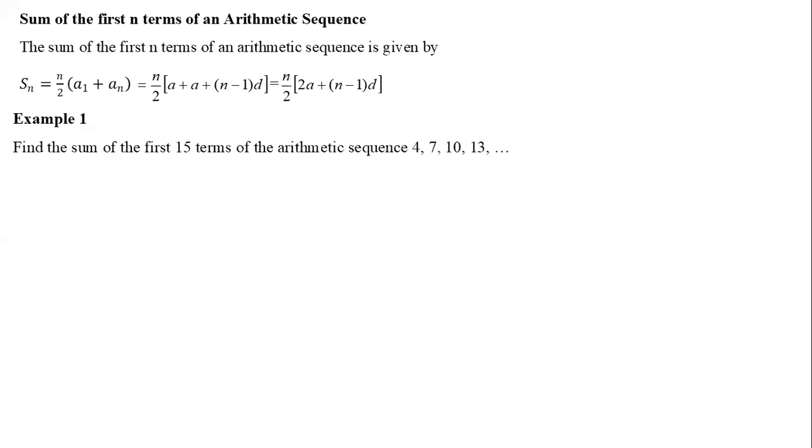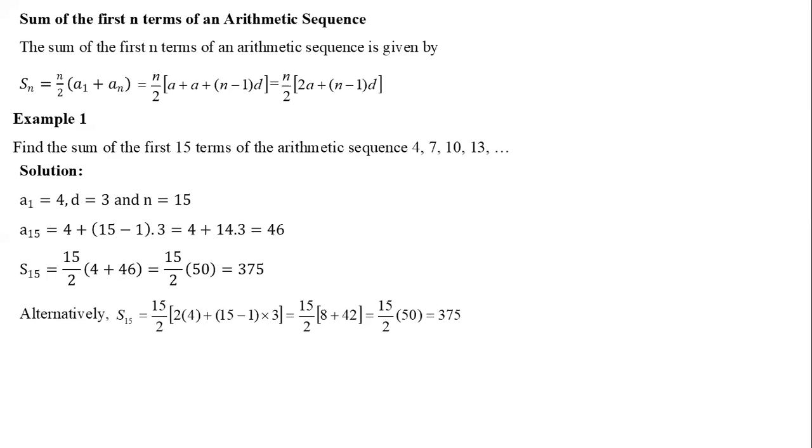Do you understand? Now, if you substitute into the formula, I'm going to have 15 divided by 2 into bracket 2 times 4 plus 14 times 3. And at the end of the day, I have my answer. The sum is going to give me 375. Can you see? The sum is 375.